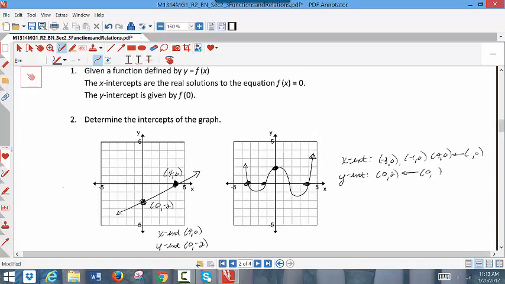So if you look above, it says, up here in number 1, the x-intercepts are the real solutions to the equation f of x equaling 0. Well, here is your x, so this is your y value. So all of your x-intercepts will have y values of 0, which we just discovered. The y-intercept is given by f of 0. Well, in this case, remember, the value in the parentheses is your x value. So your y-intercepts occur when your x value is 0, which is what we also determined when we drew the graph and selected the y-intercepts.